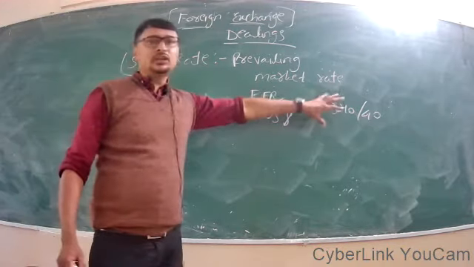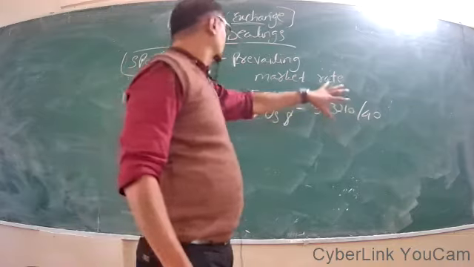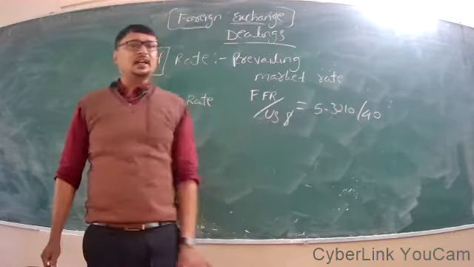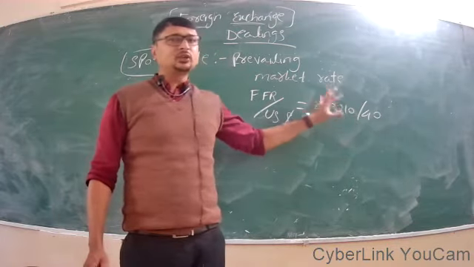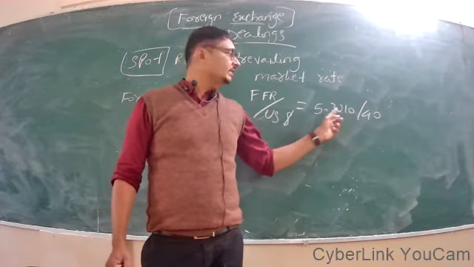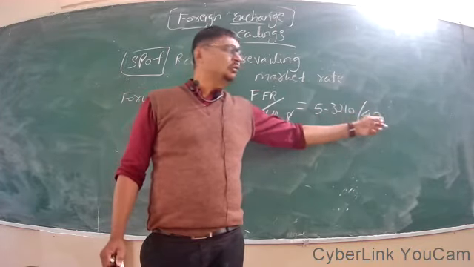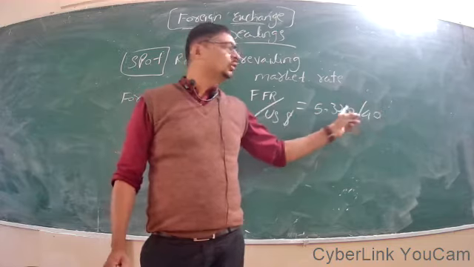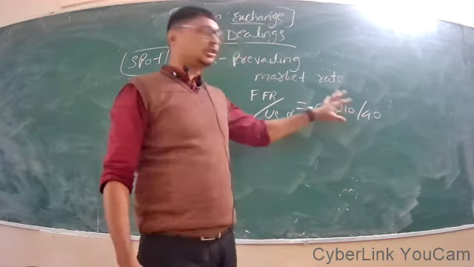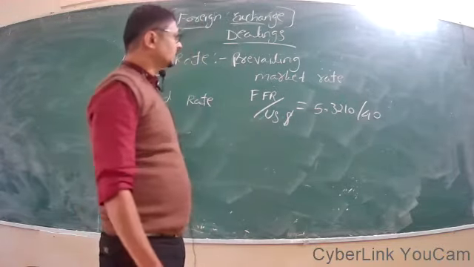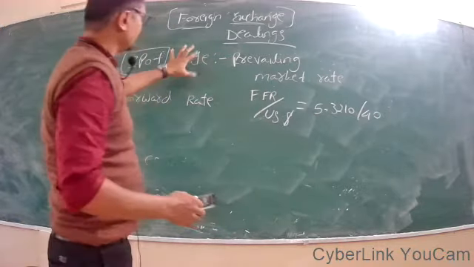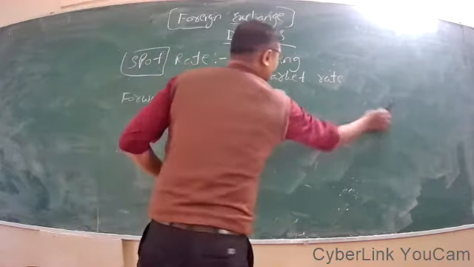This is called two-way quotation, and you are all well aware that two-way quotation includes both bid and ask price. So bid price is always lower than ask price. So the lower, 5.3210, is the bid price, and 5.3240, which is greater than 5.3210, is called the ask price. And the difference between ask and bid is called the spread, right? We have calculated this in an earlier class also. So spot rate means prevailing market rate.